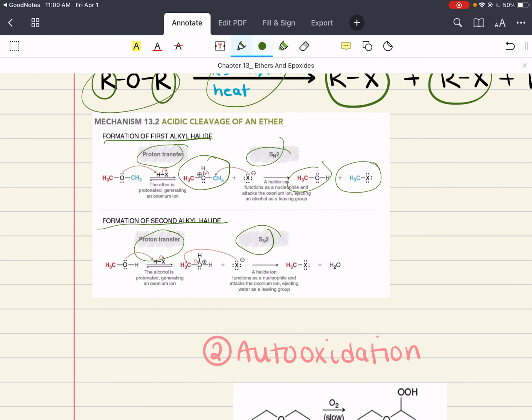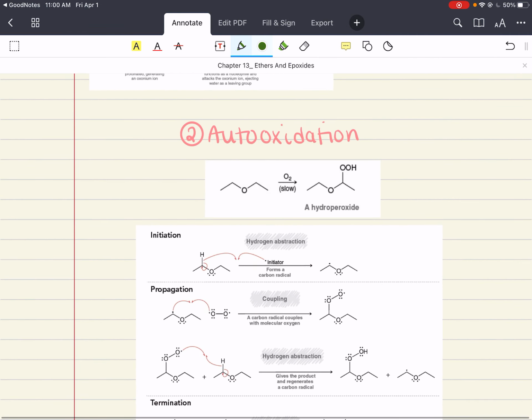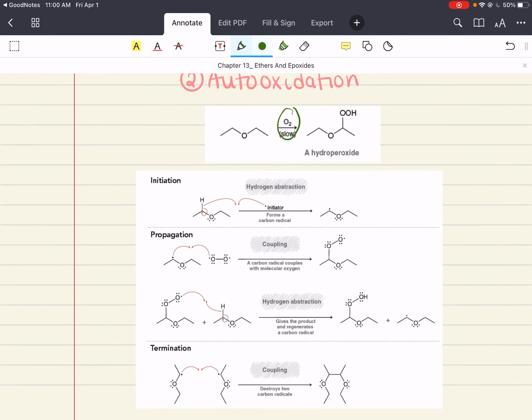Now, if either R group is tertiary, then the substitution is more likely to proceed through SN1 process than SN2. Just keep that in mind. All right, next we're going to talk about autooxidation. Ethers can undergo autooxidation in the presence of atmospheric oxygen to form hydroperoxides. All right, this proceeds through a radical reaction.